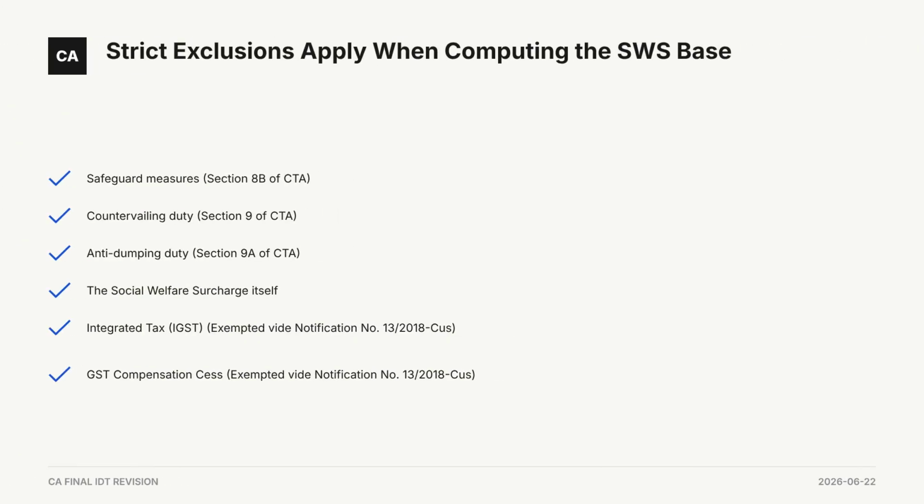While computing the base for social welfare surcharge, certain duties must be excluded. These include safeguard measures under Section 8B, countervailing duty under Section 9, anti-dumping duty under Section 9A, and the surcharge itself. Additionally, integrated GST and GST compensation cess are also excluded, as per the relevant notification. This area is frequently tested in customs duty computations, so remembering these exclusions can help avoid unnecessary calculation errors during the examination.